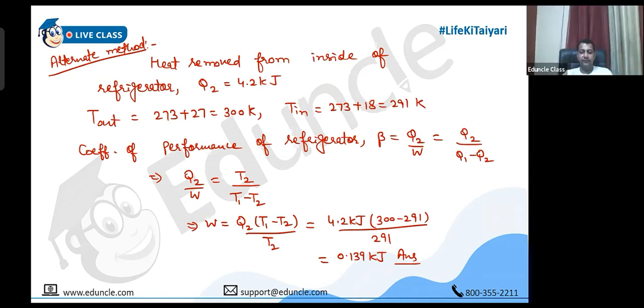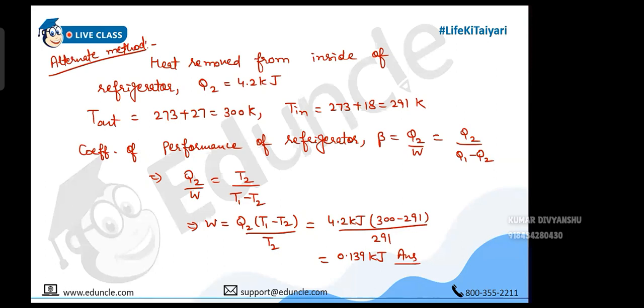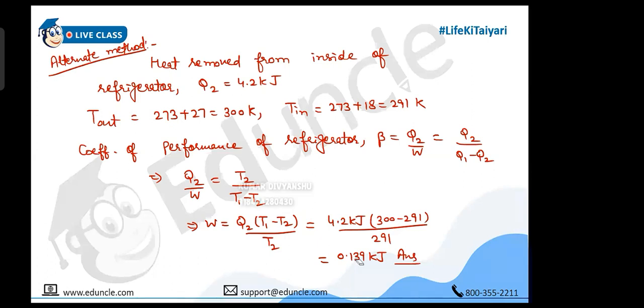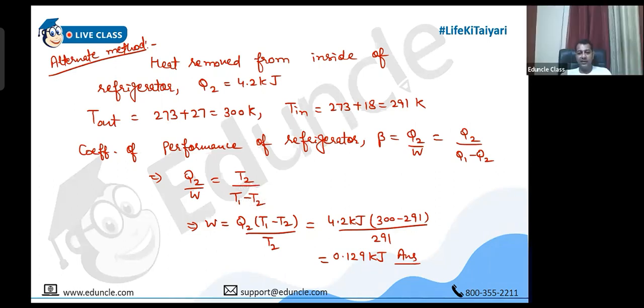Yes, anyone? Sir, I'm getting 0.129. Really? Yes, sir. Everyone? Okay. Means we are getting the same answer, 0.13, as earlier. Earlier also we were getting this. We rounded that off to 0.13.